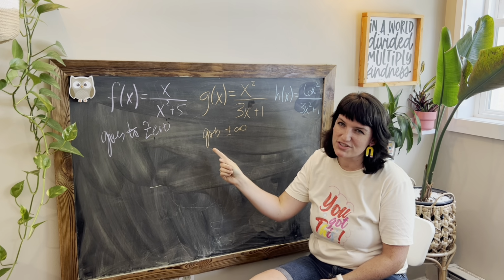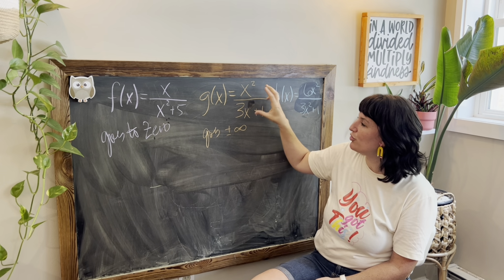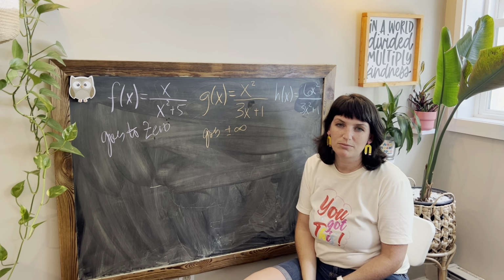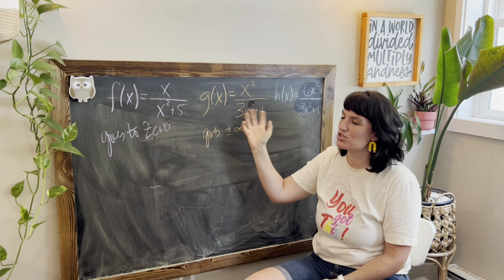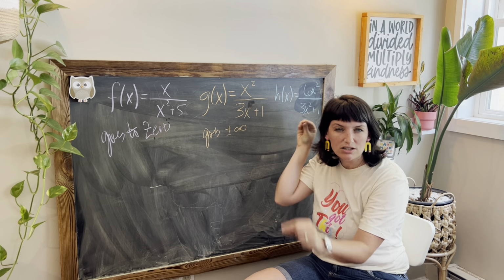Well, let me go back to this one for a second. We do know that when we do divide, we'll get a linear quotient. And so this is going to have what's called a slant asymptote because it'll have that linear end behavior.